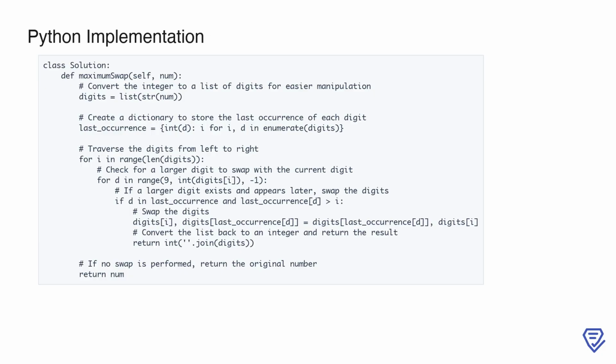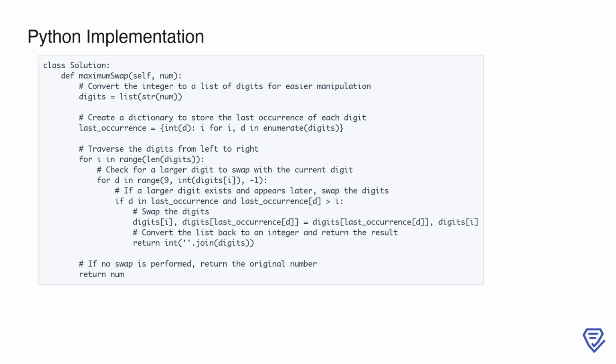2. Store the last occurrence of each digit. A dictionary last_occurrence is created where the keys are the digits, converted to integers, and the values are the indices of their last occurrence in the list. This helps us quickly find the last position of a specific digit. For example, for 2736, last_occurrence will be {2: 0, 7: 1, 3: 2, 6: 3}.